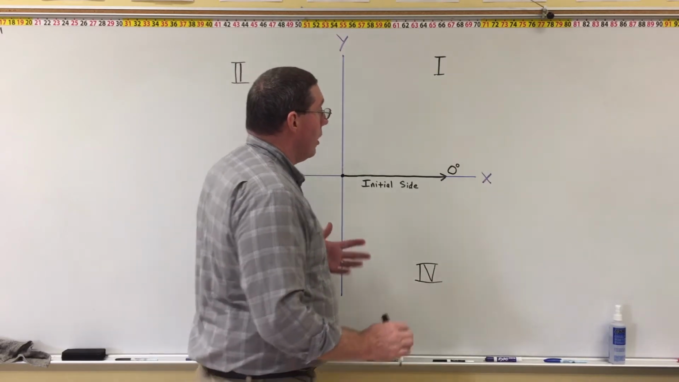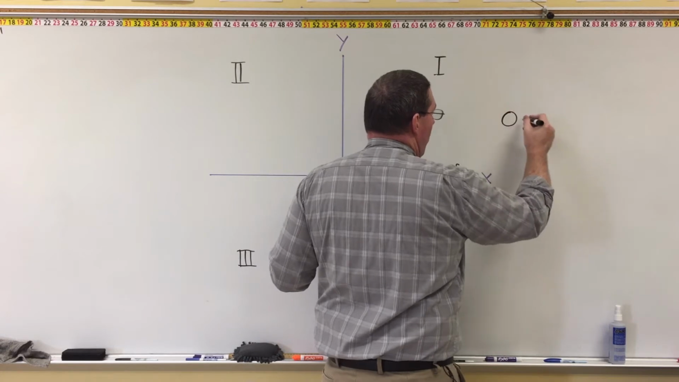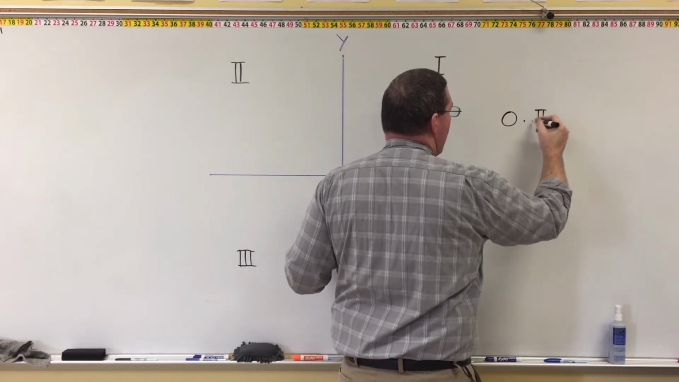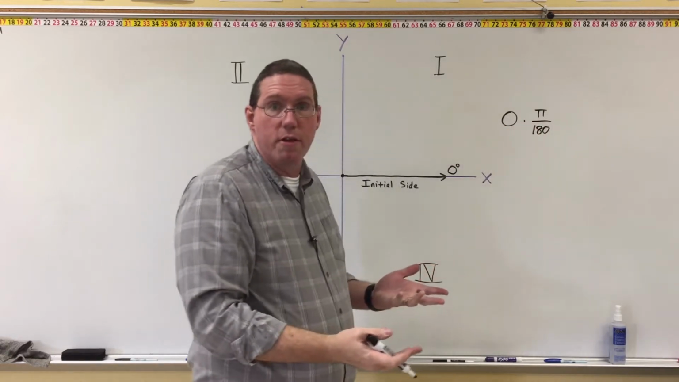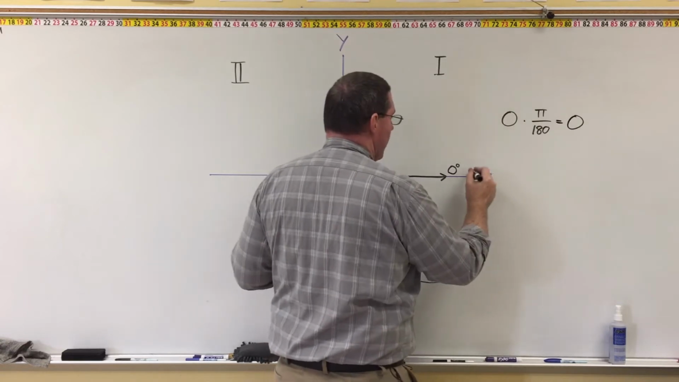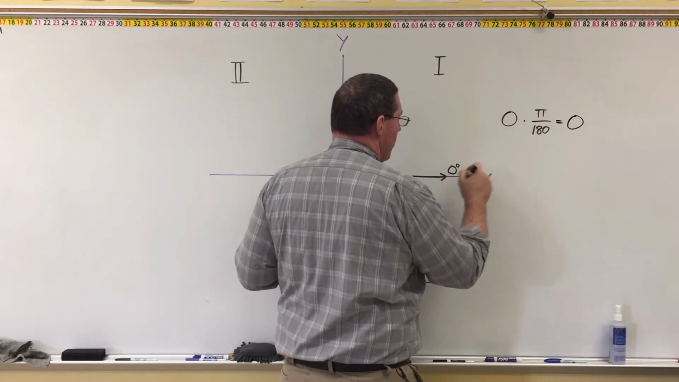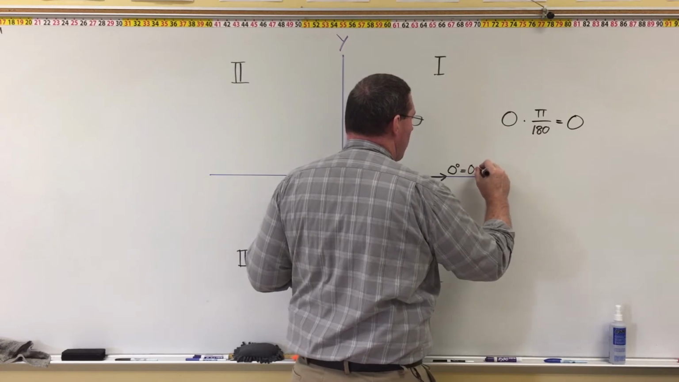Now, we're going to convert that 0 degrees into radians. So we're going to take 0 and multiply it by pi over 180. Well, 0 times anything is equal to 0, right? And therefore, this is going to be 0 radians. So we can say that it's 0 degrees or 0 radians.